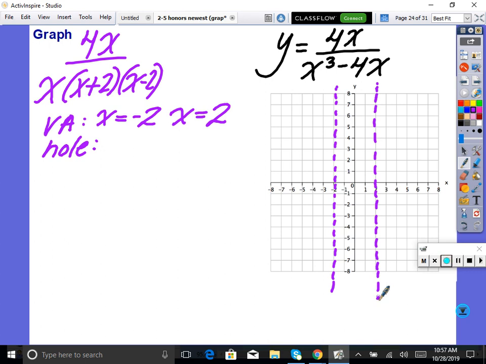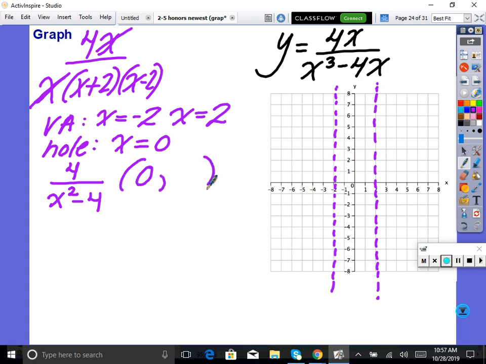I do have a hole at x equals 0, so I divide it out and write down the new function. 4 over, I'm going to put it back in standard form because that's my preference. That doesn't matter though, I could write it in factored form, x squared minus 4. All right, there's my new function. At 0, we don't know what the y value is. So plug in 0, and I get 4 over -4, which is -1. I'm going to change colors and graph in red. A hole is just a point on your graph that your graph crosses through. So (0, -1) is an open hole. Okay, let's move on to horizontal asymptotes.